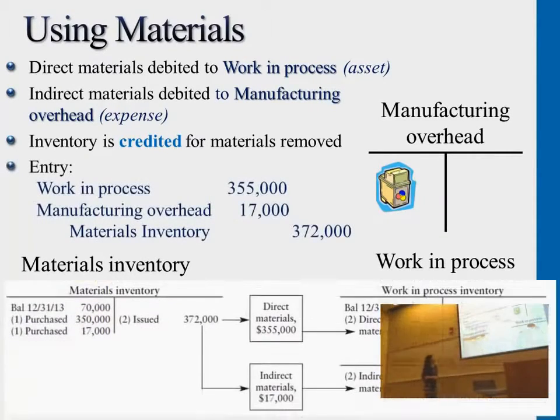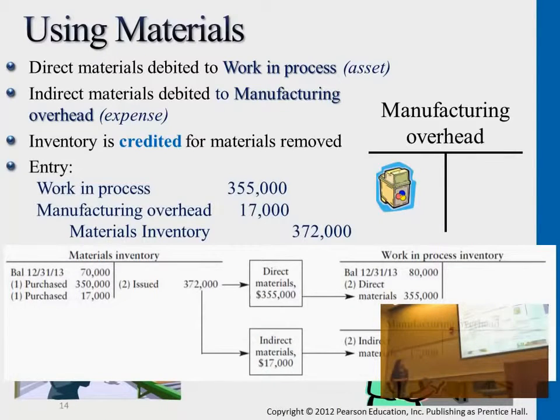Okay, so the journal entry will look like this. Let's say from all the materials that we purchased earlier, we use $355,000 of direct inventory to transfer to work in process. And now a portion of that we're using as indirect materials goes into manufacturing overhead, $17,000.